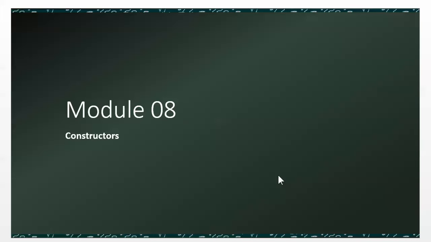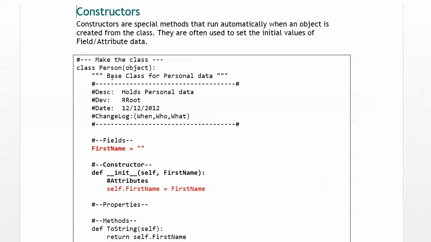In this video, we're going to talk about constructors. Now, constructors are a very common feature that is added to most classes. It's a special type of method that will automatically run when somebody creates an object from your class. What they're typically used for is to set some initial values, the initial values of your fields, which are also associated with something called an attribute. We'll talk about the difference here in just a bit.